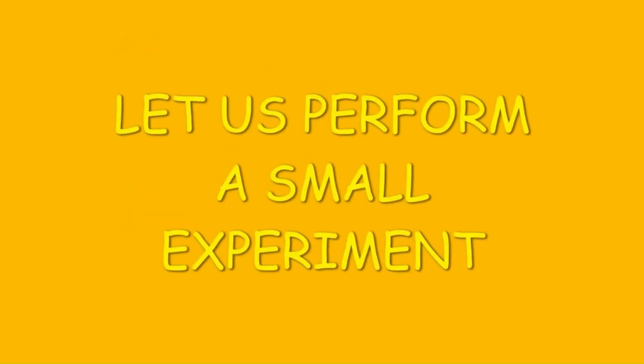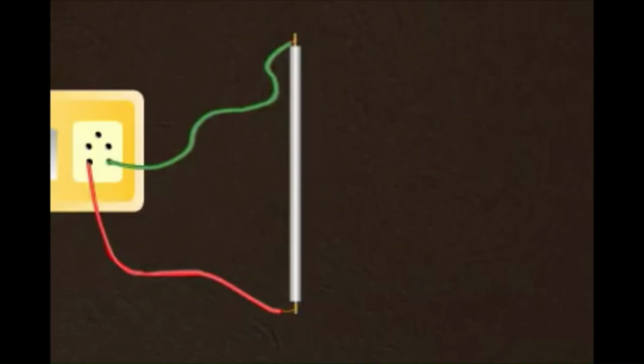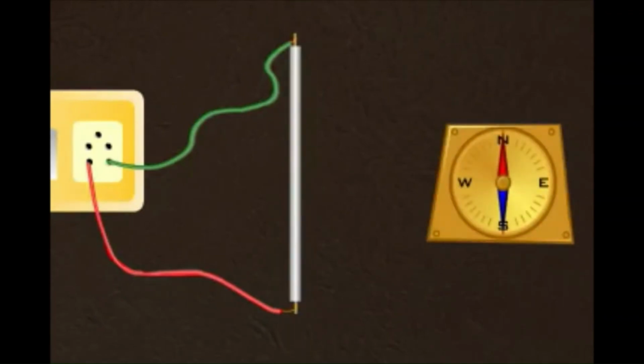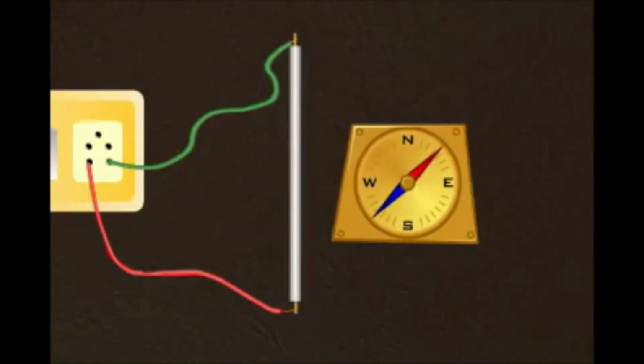Let us perform a small experiment. See on your screen is a current carrying wire. And there is a compass needle. Let me bring this compass needle close to this current carrying wire. What happens? You saw the deflection? Why did that deflection happen?